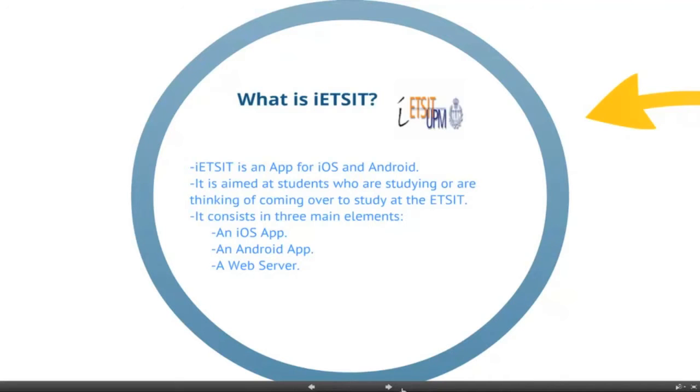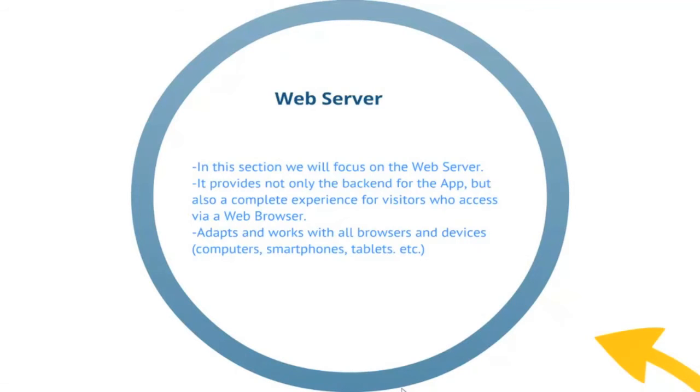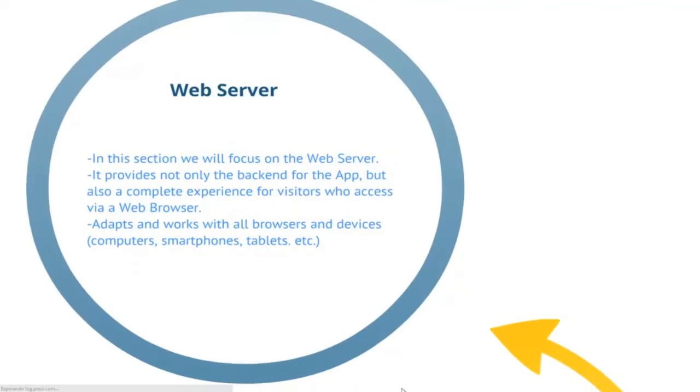As we will see in the later video tutorials, it consists of three main elements: an iOS app, an Android app, and a web server. In this section, we will focus on the web server. The web server provides not only the backend for the app, but also a complete experience for visitors who access via a web browser. This means that it becomes not only the data the app will download, but also a tool for anyone who has a simple web browser. The great thing is that it adapts and works with all browsers and devices. It doesn't matter if we are working with a computer, a smartphone, a tablet, etc.